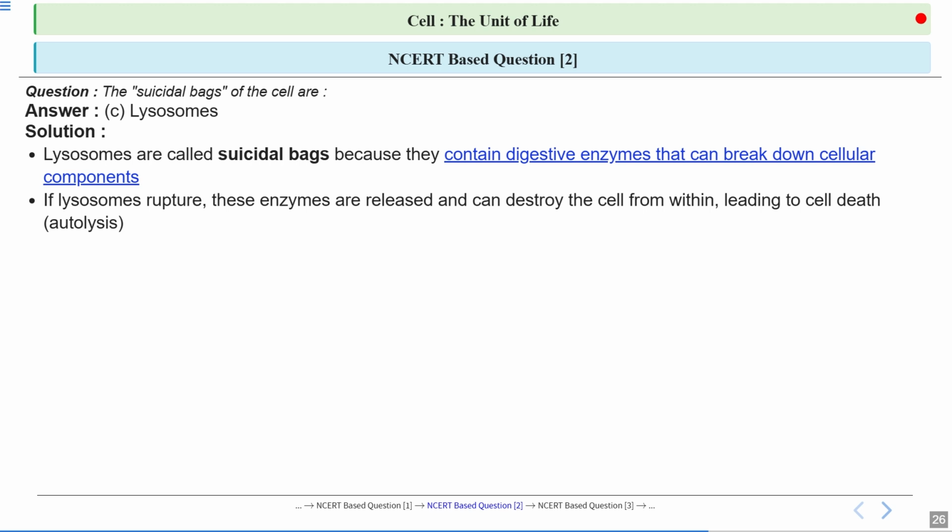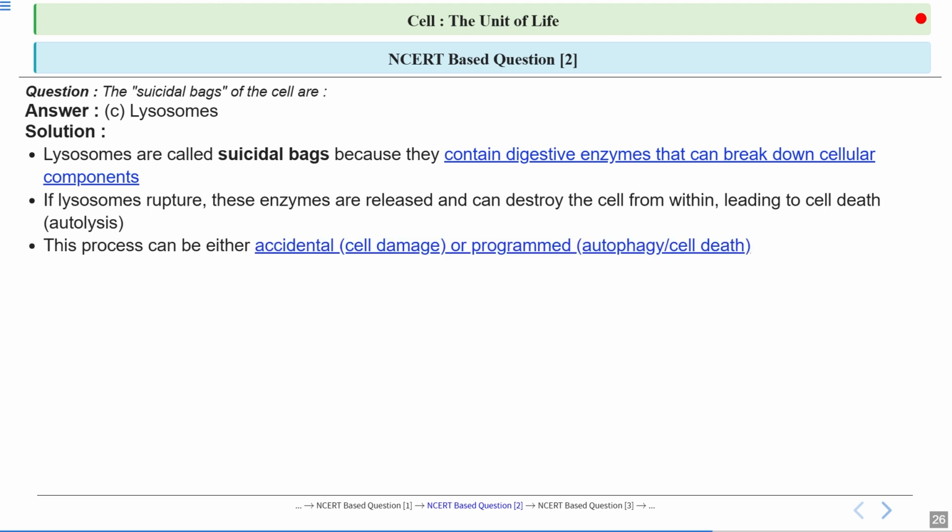Now, if a lysosome ruptures, then what will happen? These enzymes are released and can destroy the cell from within, leading to cell death. This is also known as autolysis. So, when the cells are damaged, these enzymes are released and this will degrade the cell. This process can either be accidental, or it can be programmed also.